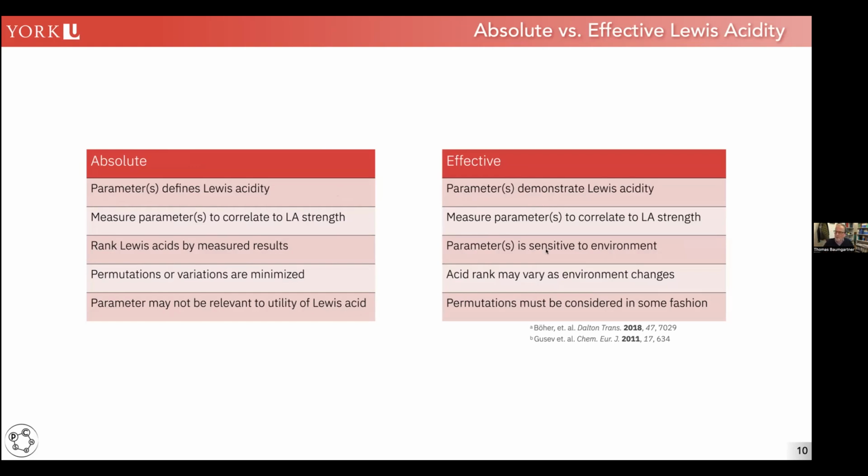But what we do is we also consider the environment that could impact this readout. And ultimately, as I will show you later in my talk, the acid rank may actually change as the environment changes. Solvents can also be Lewis bases, and they can interact with the Lewis acid in solution and quench the Lewis acidity. This is not being considered in the absolute Lewis acidity. And ultimately, also the permutations, we will throw this in. So we measure everything in solution and summarize that into one number, which is ultimately the effective Lewis acidity, not the absolute Lewis acidity.